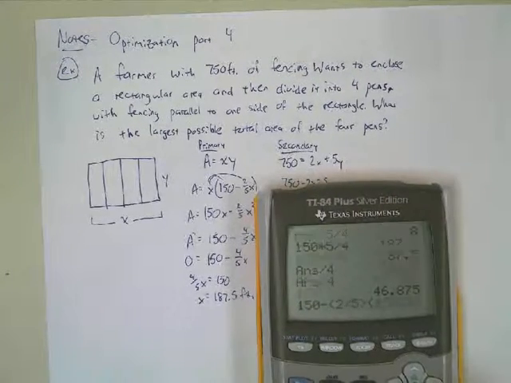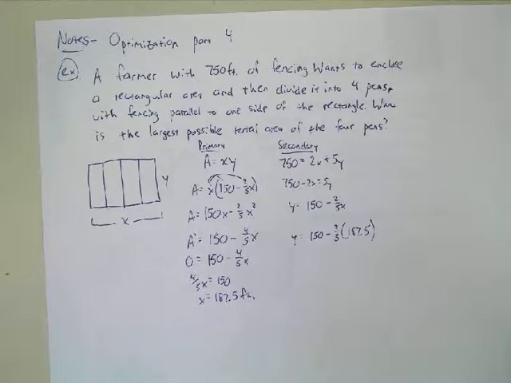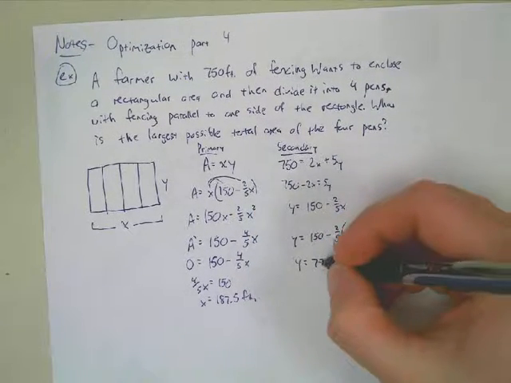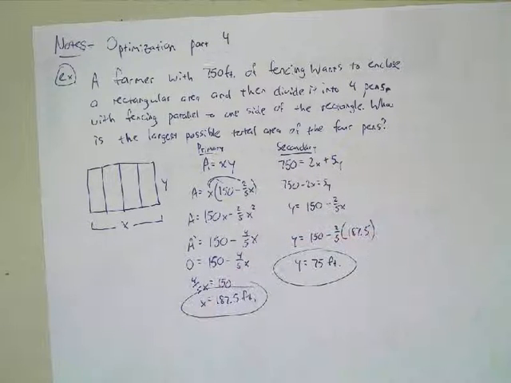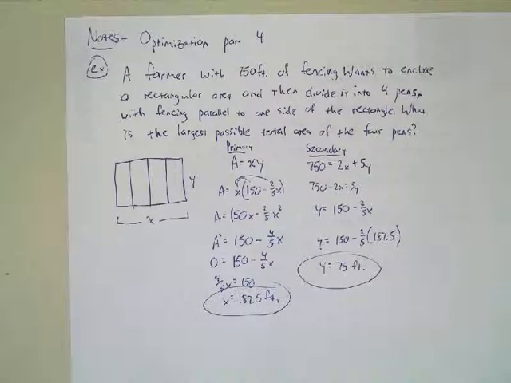$75. Okay, so y equals 75 feet. Did we answer the question that was being asked? No, we did not. Not yet. We found the dimensions, but in this problem, we're not asked for the dimensions. We have to find them, but we want to find what is the largest possible total area of the 4 pens. So we got to find that total area.